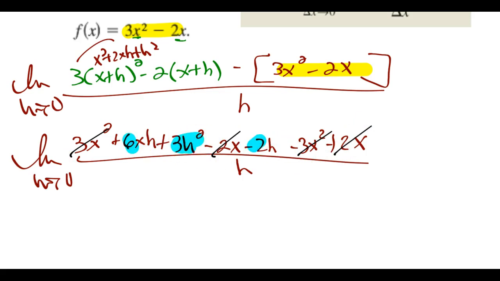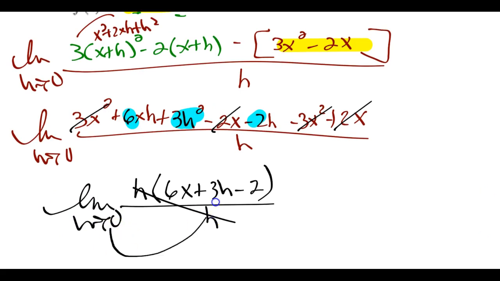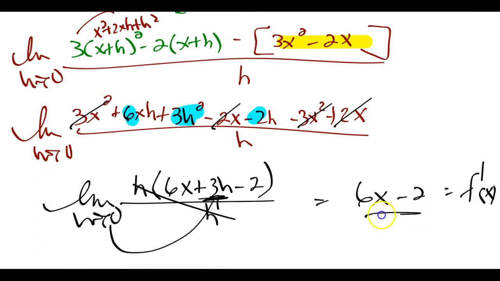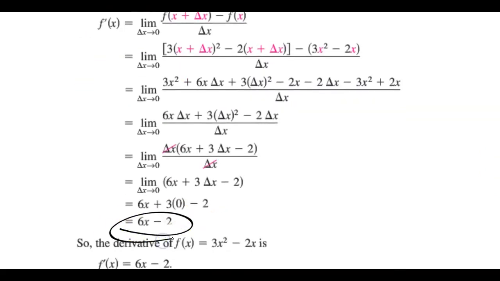So I'm going to take all three blue terms, factor out an h, 3h minus 2, cancel out the h, and then evaluate the limit of just what's left. Well, if I evaluate right there, that will go to 0, and I'm just left with 6x minus 2. So that is the derivative. And then you can evaluate the derivative at any point. I don't think it told me to evaluate at any point, but I could. So let's see if the author gets the same thing. Yep, 6x minus 2.